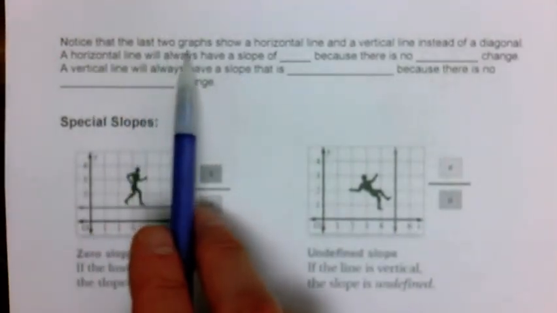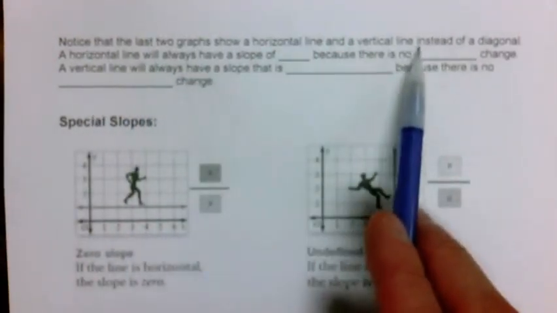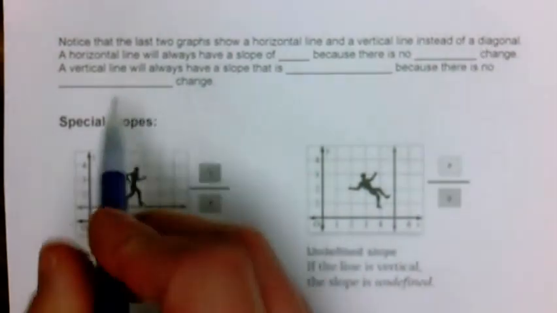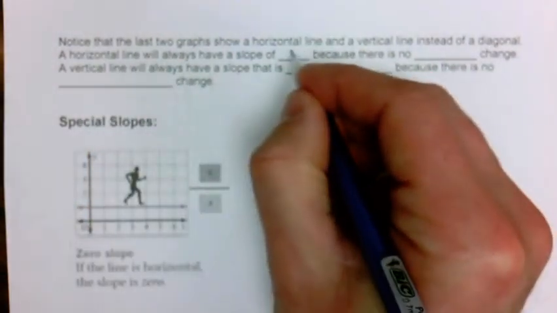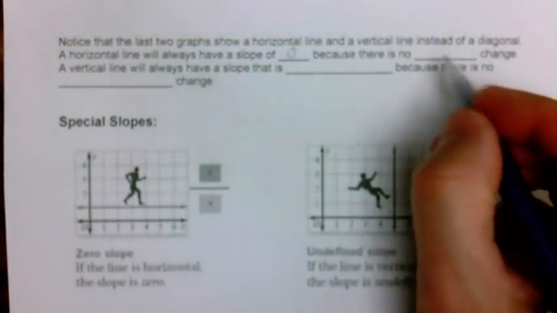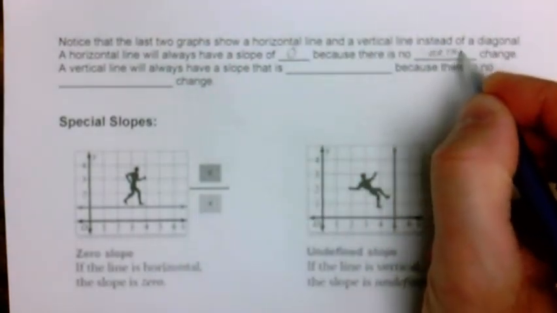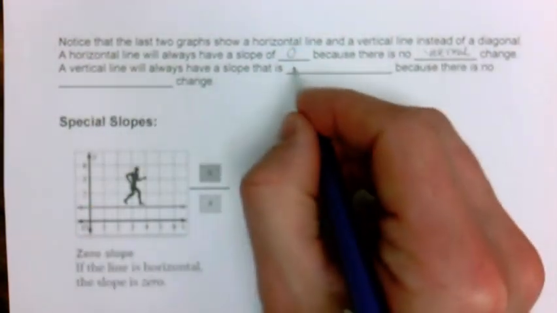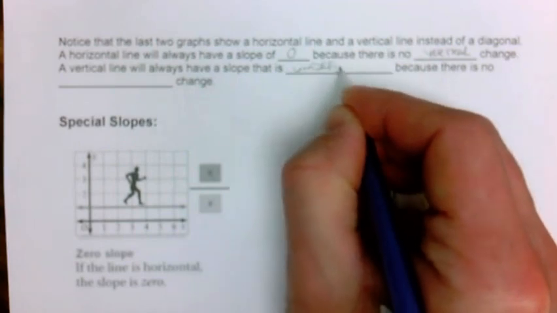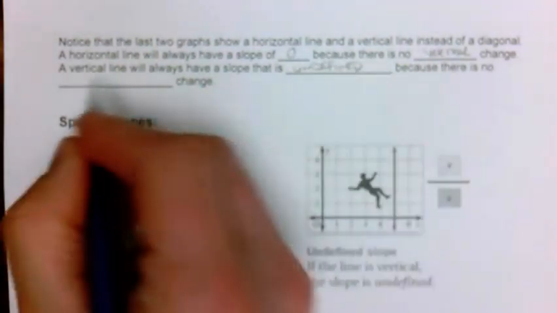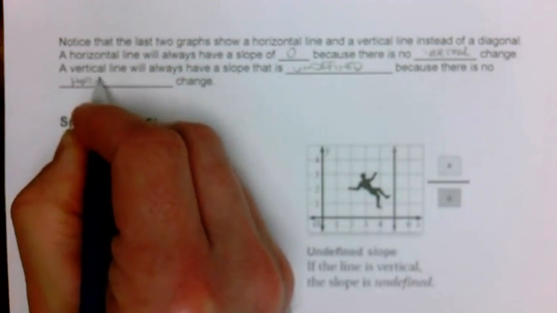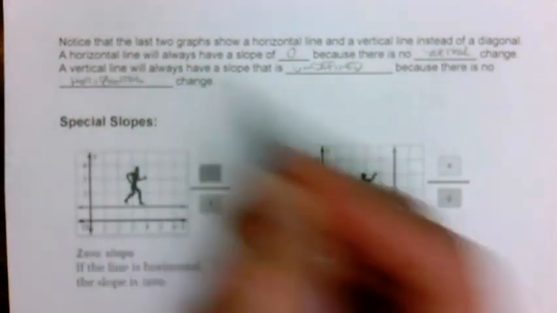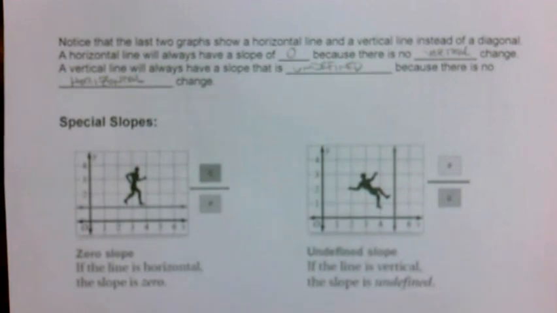So in our last two graphs, we had a horizontal line and we had a vertical line instead of a diagonal line. A horizontal line will always have a slope of 0 because there is no vertical change in the line. A vertical line, though, will always have a slope that is undefined, and that's because there is no horizontal change or delta x for that type of line. Okay, meaning that the denominator of the slope ratio would be 0, which always leads to an undefined answer.